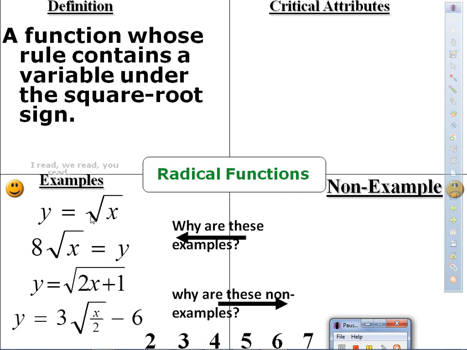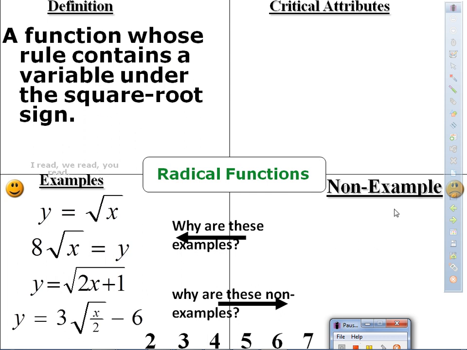So first of all, do we have a square root sign? Yes. Does it have a variable inside? Yes. Does this one have a square root sign? Yes, a variable. Square root sign, variable. Square root sign, variable. So two things need to be met. It has to be a function, and there has to be a variable under the square root.